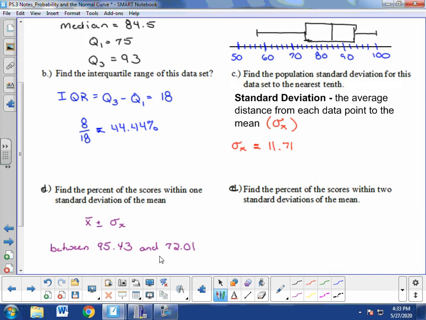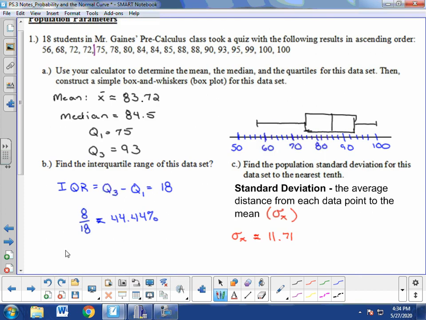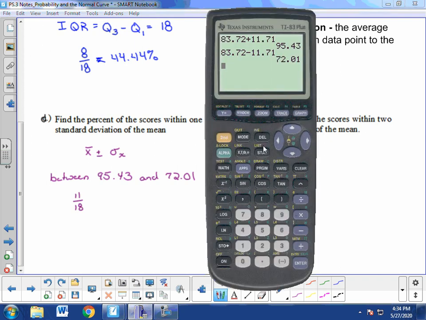So it says find the percent of scores within 1 standard deviation of the mean. So how many scores lie within these numbers, 95.43 and 72.01? So 72.01 would be on this side of 72. And 95.43 would be on this side of 95. And so we can count there, and we can see that 11 of the scores lie within 1 standard deviation of the mean. So 11 out of the 18 here, and then we can go ahead and find this percentage in the calculator. Approximately 61.11% lie within 1 standard deviation of the mean.